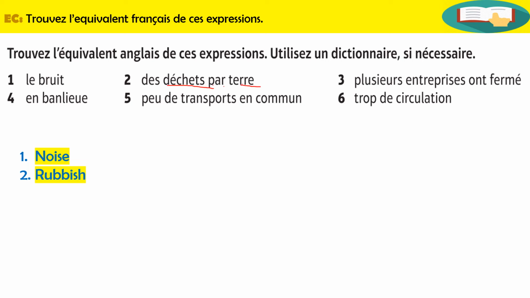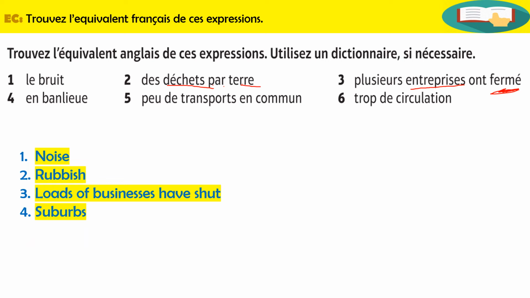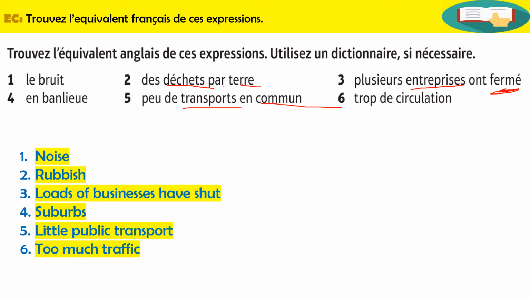Voilà. So, plusieurs entreprises ont fermé. Loads of businesses have shut. So if you think about an enterprise, it's the same word. Fermé. We've seen this verb in loads of contexts now. En banlieue is in the suburbs. Peu de transport en commun. The transport en commun is public transport. So communal transport that everyone uses. And then trop de circulation is too much traffic. La circulation is the traffic. Think about circulation in your body, everything moving around. And then think about cars on the road doing it.